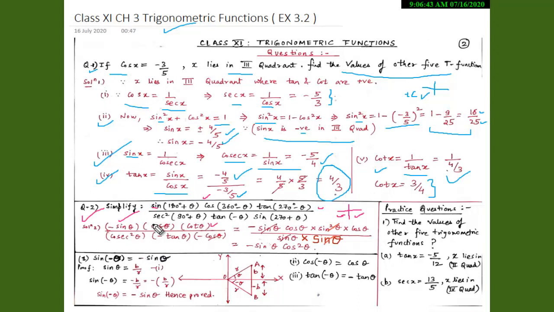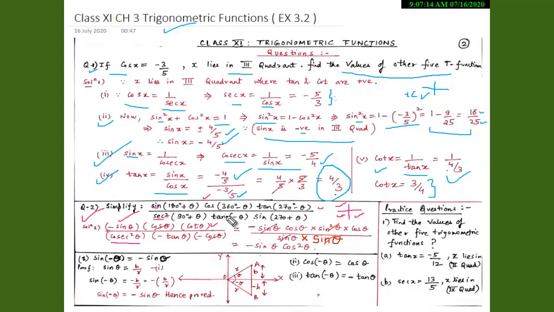Now in the denominator, sec square 90 plus theta. We know that sec 90 plus theta is equal to cosec theta in the second quadrant, where sine and cosec functions are positive and the rest are negative. So the sec function is negative in the second quadrant, but here we have sec square, and we know that a negative square is always positive. Therefore, sec square 90 plus theta will be equal to cosec square theta. And then tan minus theta.